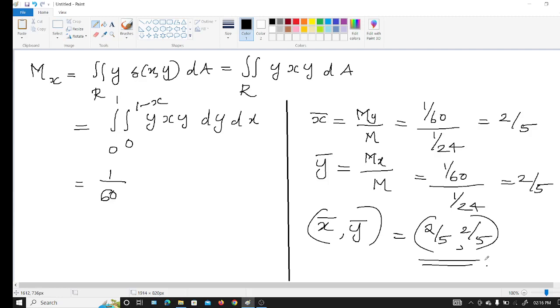So this is the method of finding the center of gravity of an inhomogeneous lamina. So a single force is acting at x bar, y bar.